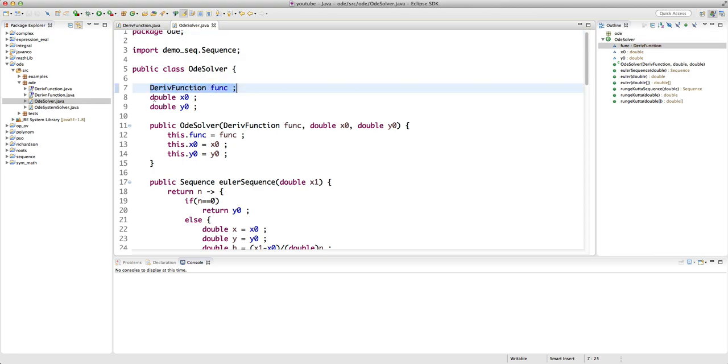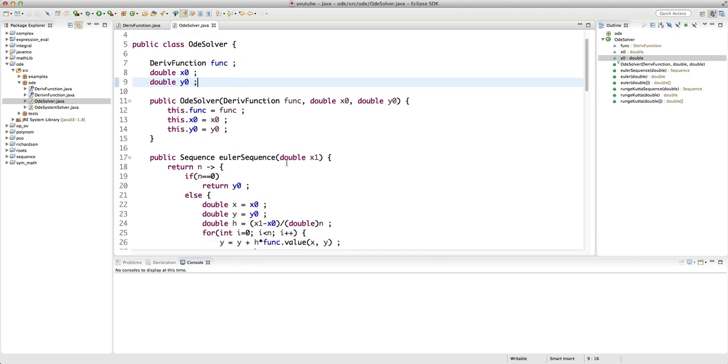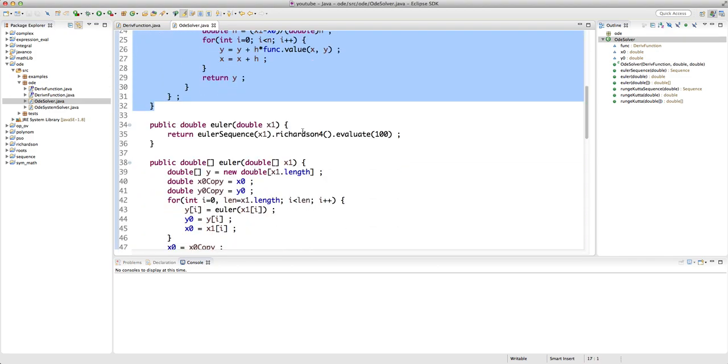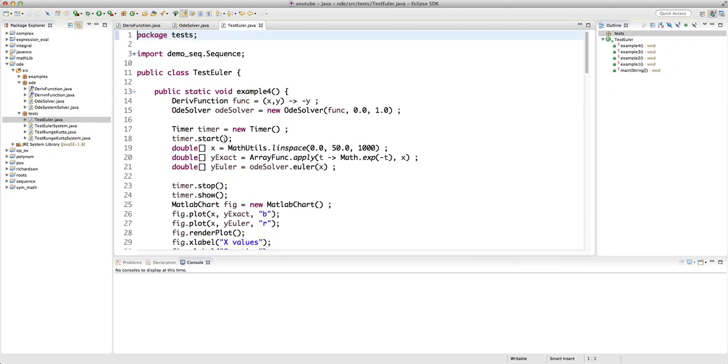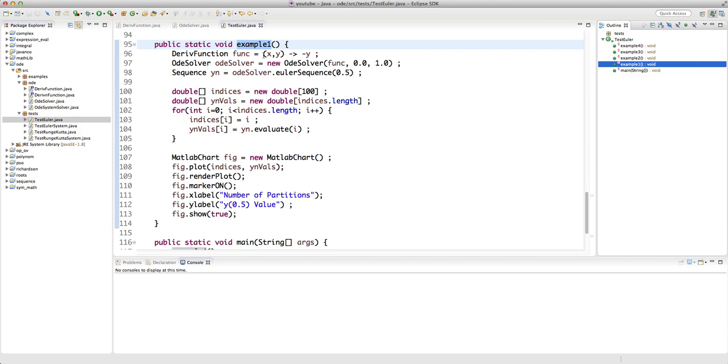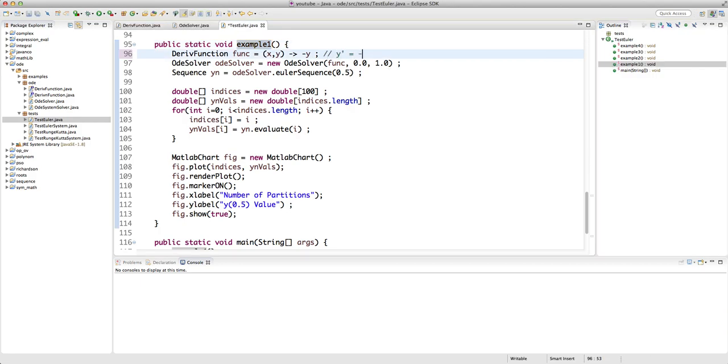I have a derivative function, x0 and y0. So I'm solving an IVP, initial value problem, right? So this class is solving initial value problem. And the constructor has a derivative function, x0 and y0. And this is my Euler sequence. And I have a test class, test Euler. And in example 1, this is basically y prime equals minus y, f of x and y is minus y, and I'm creating the Euler sequence for 0.5. So with the Euler sequence, we're looking for y of 0.5, at x equals 0.5. So we create an Euler sequence and then look at its limit.